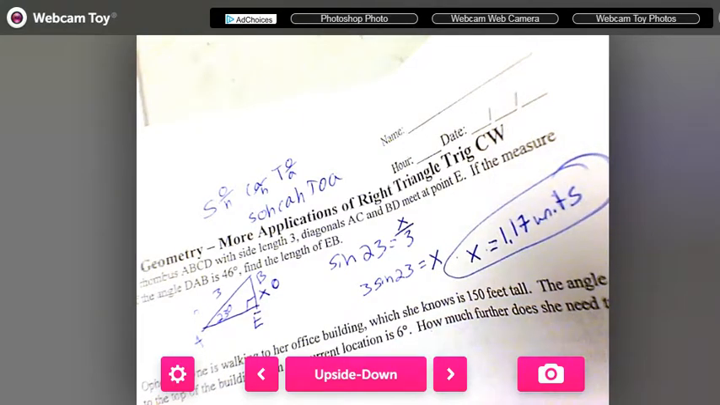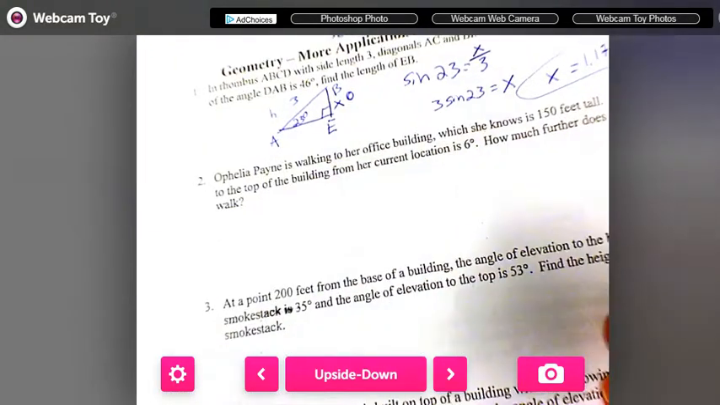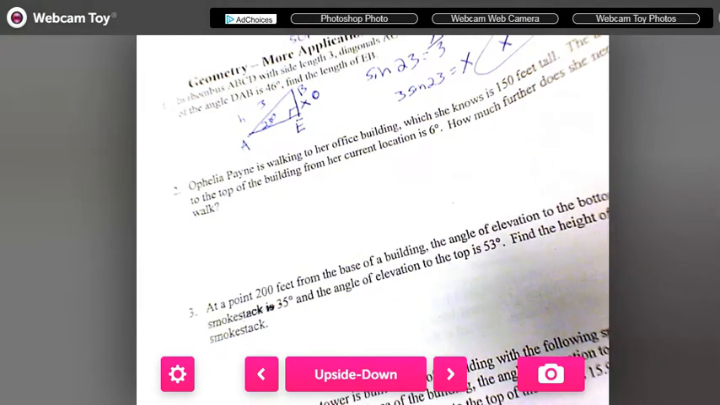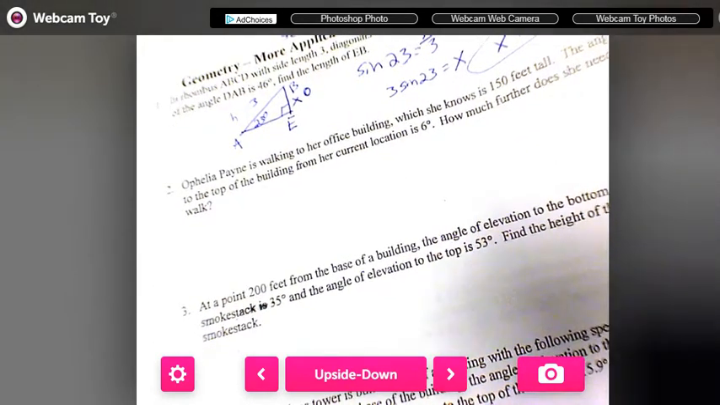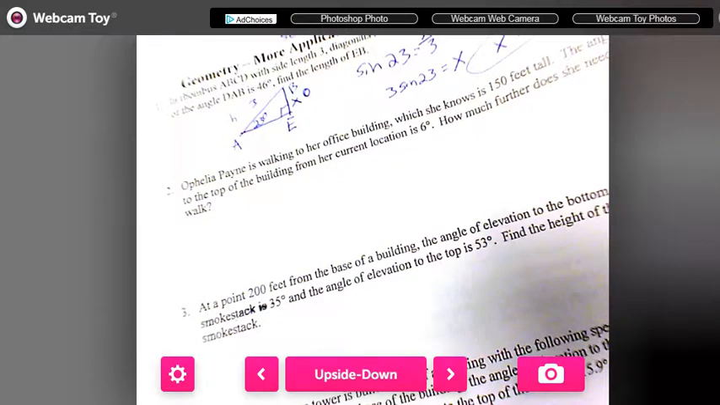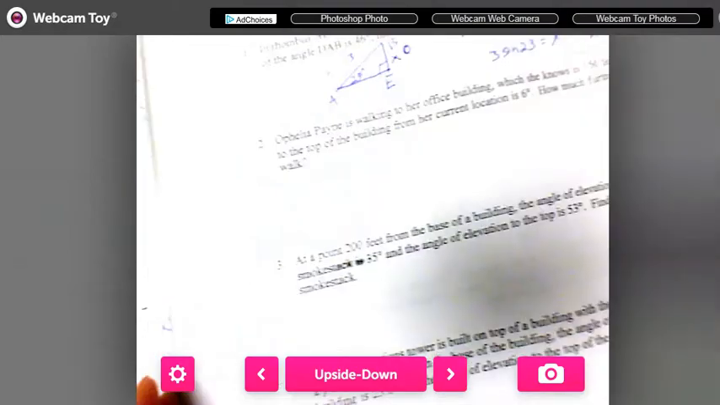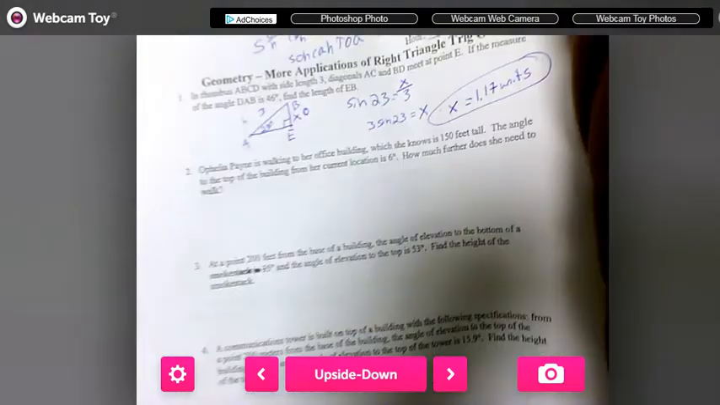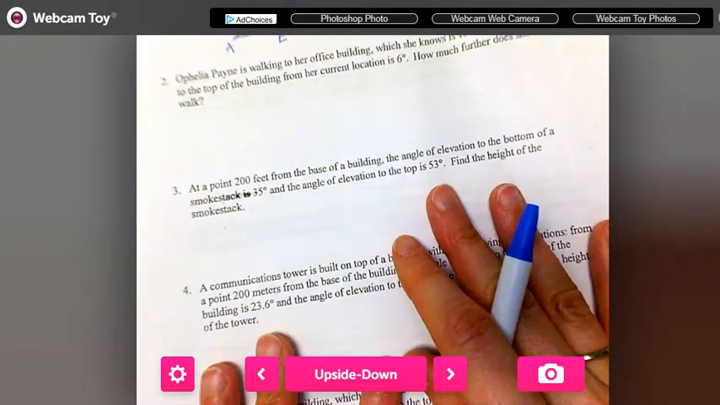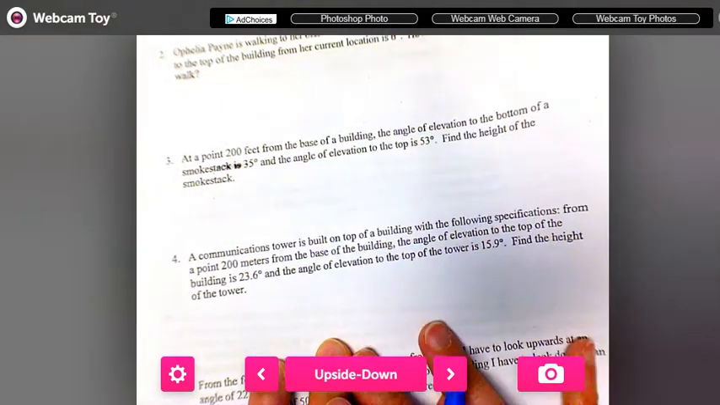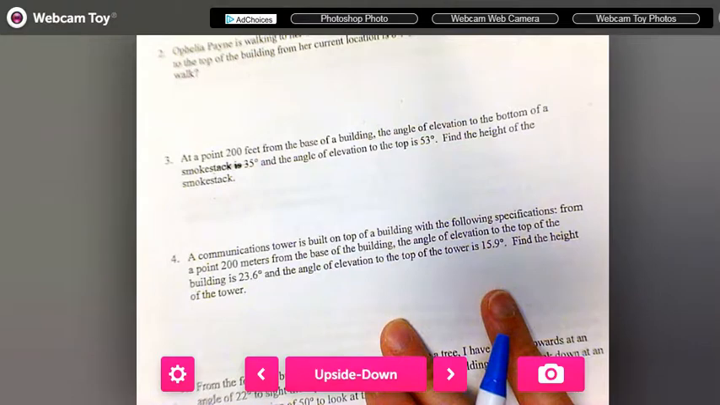So let's look at 3. At a point 200 feet from the base of a building, the angle of elevation to the bottom of a smokestack is 35 degrees, and the angle of elevation to the top is 53 degrees. Find the height of the smokestack.